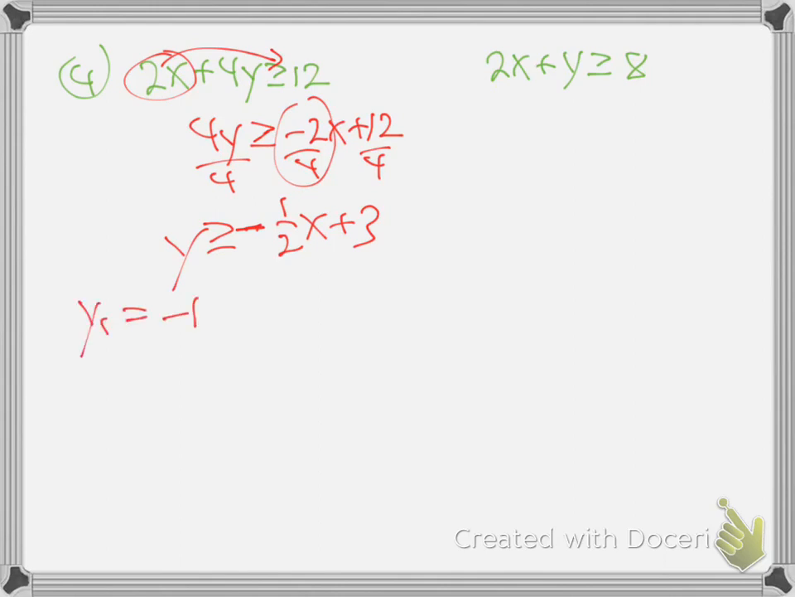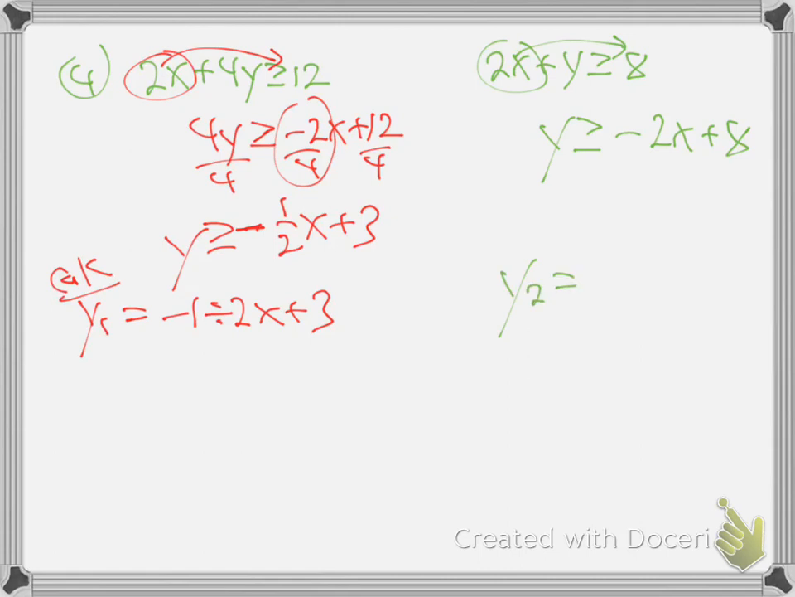Y1 equals minus 1 divided by 2 x plus 3. Just put that into your graphing calculator. Let's do Y2 now. Over here, grab the 2x, jump it over. That's minus 2x plus 8. He's done. Let that be Y2. Put that into your calculator. So you put in Y1, put in Y2.